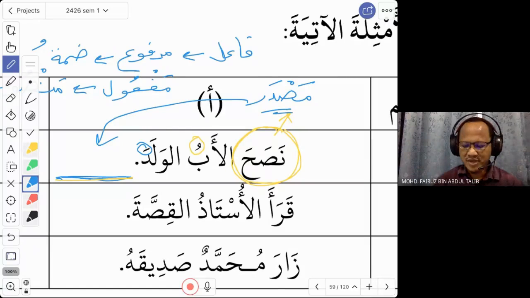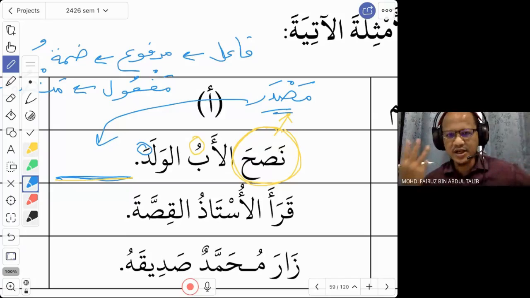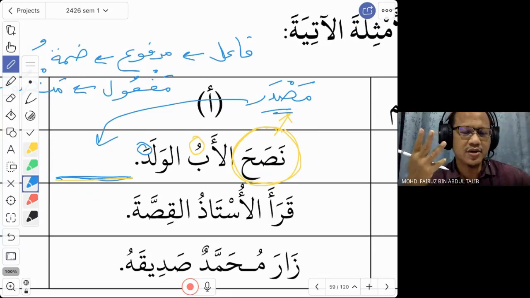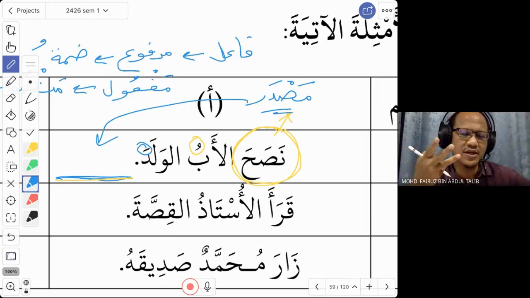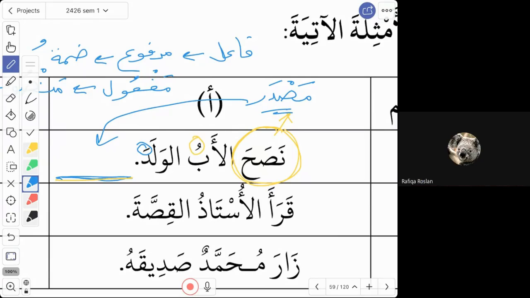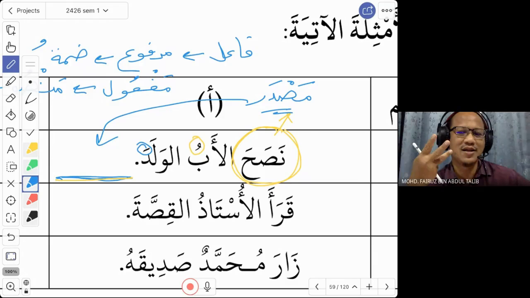Okay, so what is the masdar for nasoha? This is a three-letter fi'il. In our lesson on masdar, we said if the fi'il is a three-letter fi'il, how do you know the masdar? Is it through the wazan or by going to the dictionary? Go to the dictionary, not wazan. Wazan is for four letters and above. Four letters and above, yes, you can refer to the wazan.